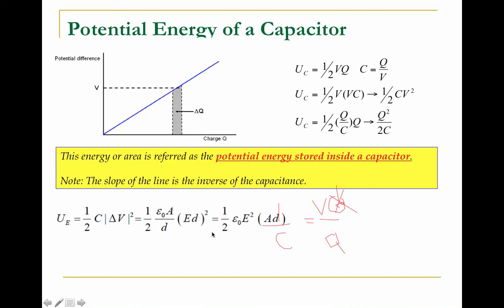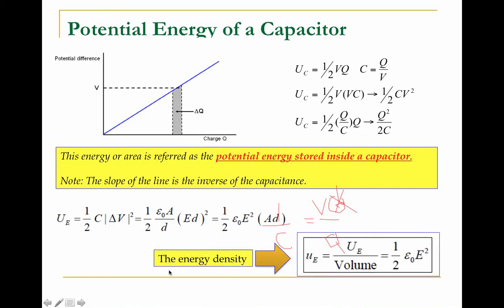Another thing that we need to look at is something called the energy density. The energy density is simply the energy divided by the volume. If you look here, the energy which we found from this equation here is equal to half C V squared. Now if I replace C with this value, and V is equal to E D, which we had before, that would be E squared D squared.